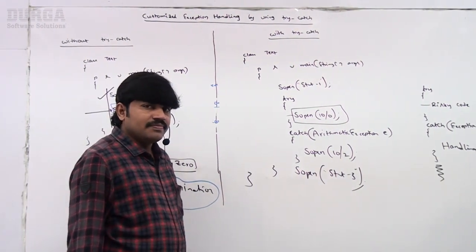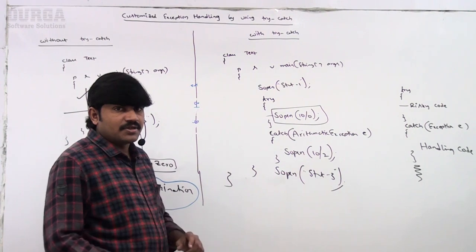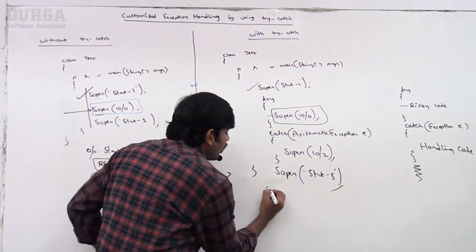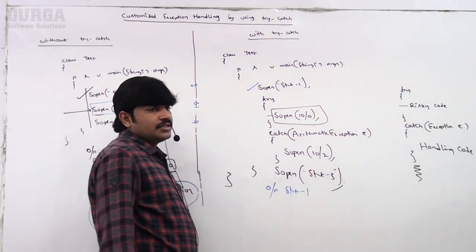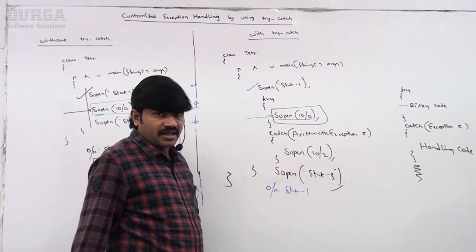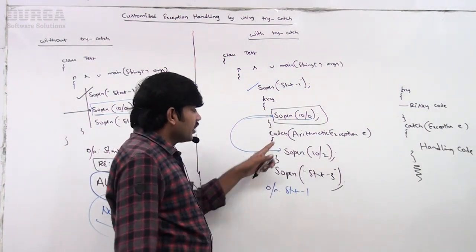Now observe the flow. Is it normal termination or abnormal termination? Have a look. Statement 1. So what is the output we are going to get? Statement 1. Now, while executing this one, the arithmetic exception is raised, and immediately the control comes to the catch block.